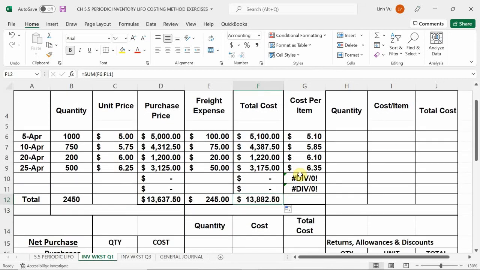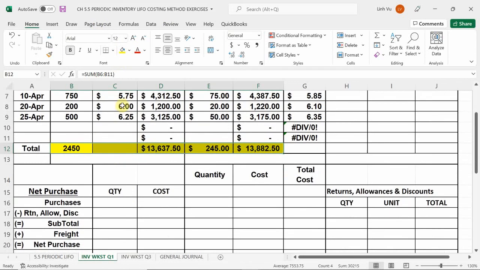You don't necessarily need a sum of your total cost per item or your unit cost, because those ones, you don't need this information for anything, right? That would just be extra information. Okay, so I'm going to highlight this because these numbers are important, right? They are important to your net purchases, right?